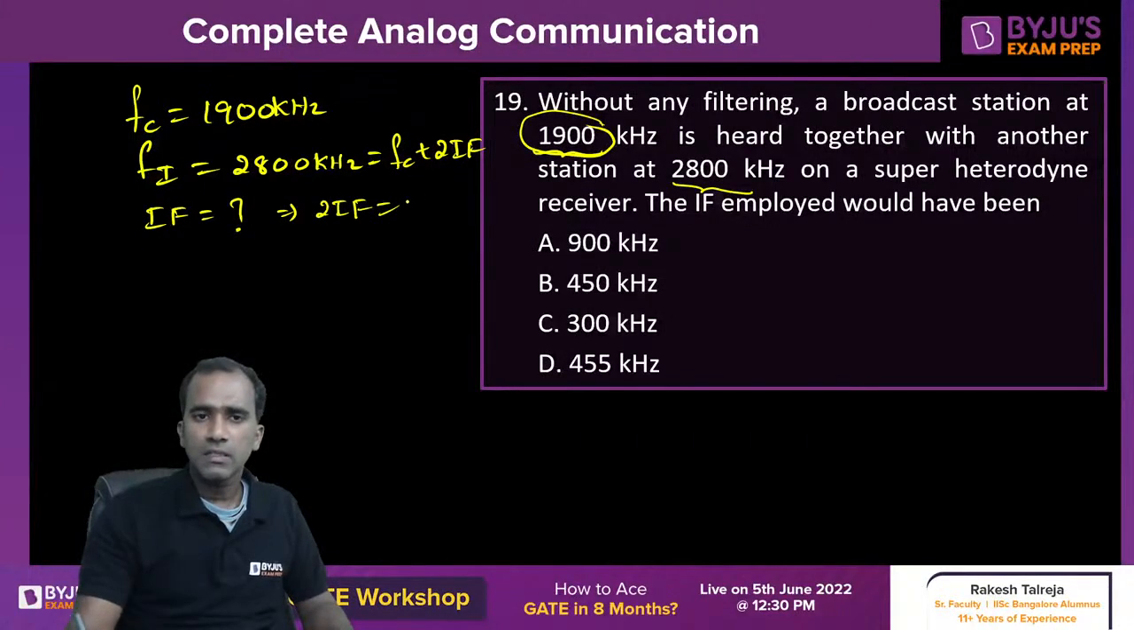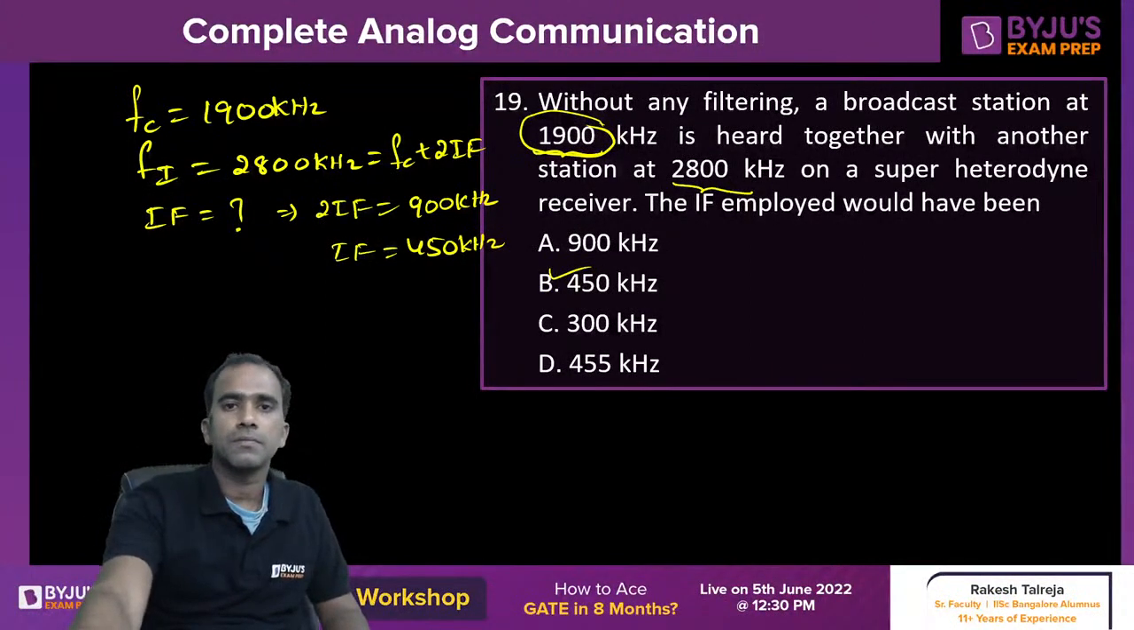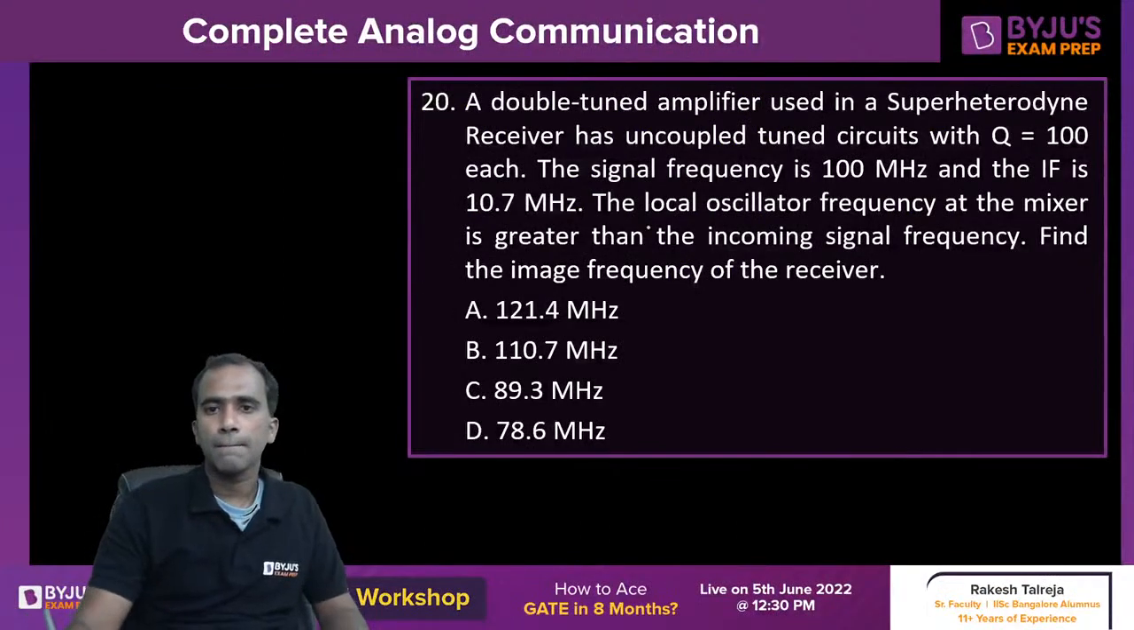Fc is 1900. 2800 minus 1900 is, what is that? 900 kilohertz. Fc is 1900, I'm substituting it here. So 2if will be 900. So if will be equal to 450 kilohertz. Correct? So 1900 plus 2 times 450 is 2800. So if should be 450 kilohertz. Simple question. Let's move on to the next one.